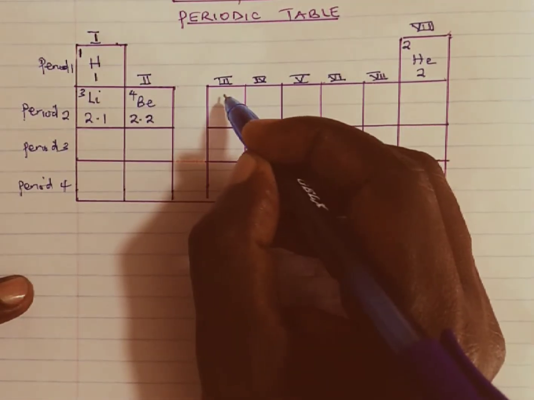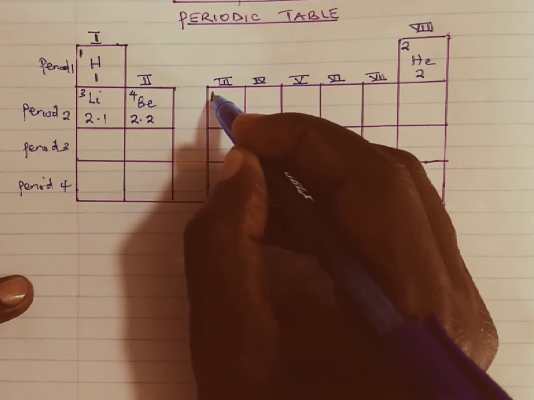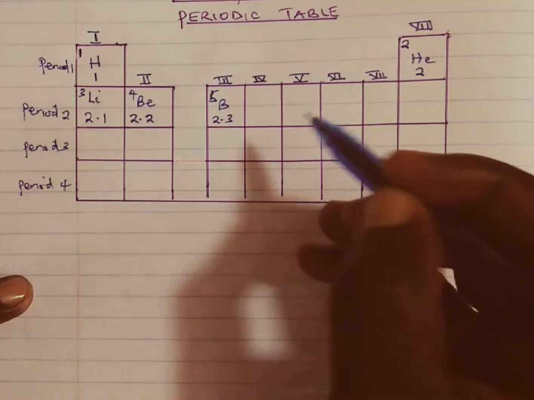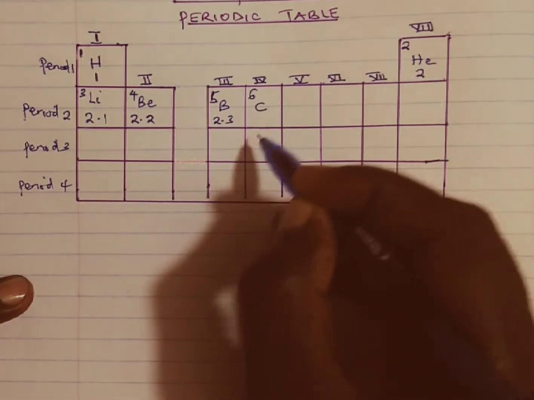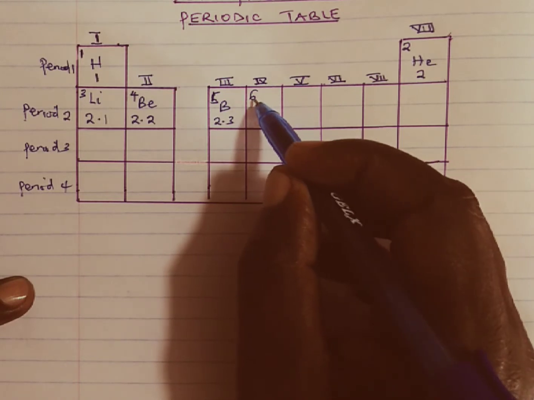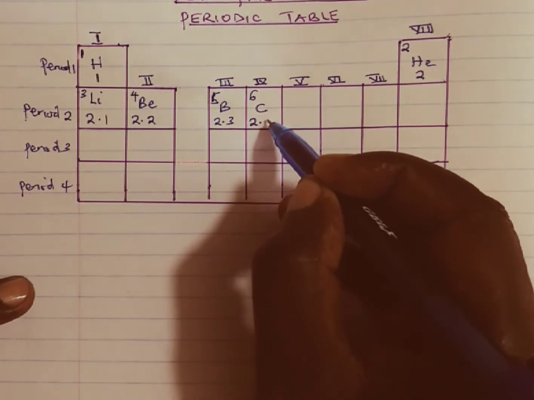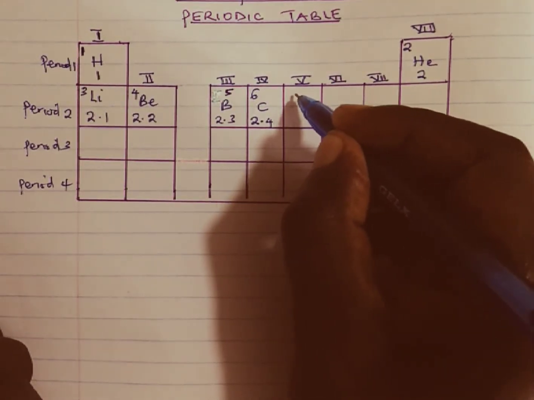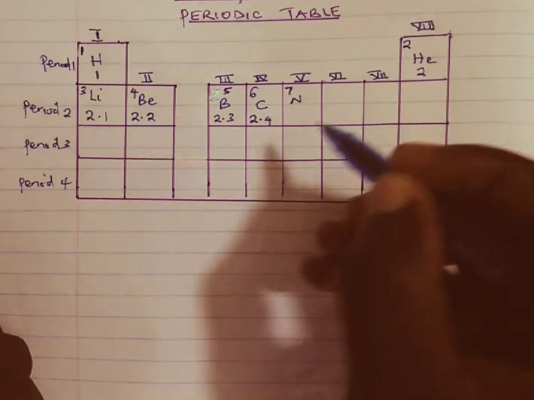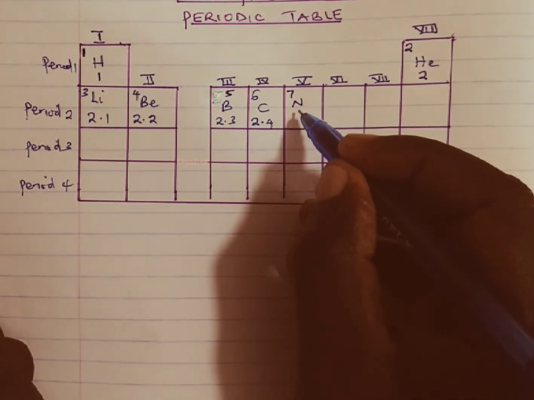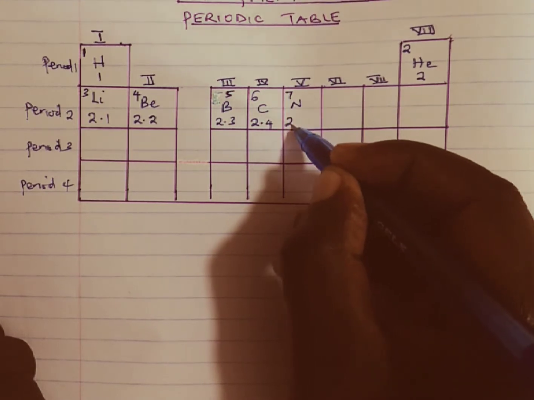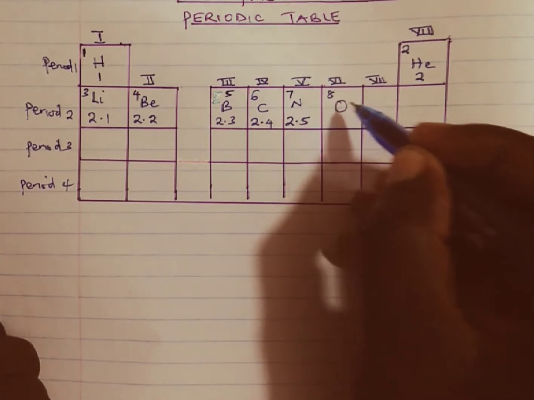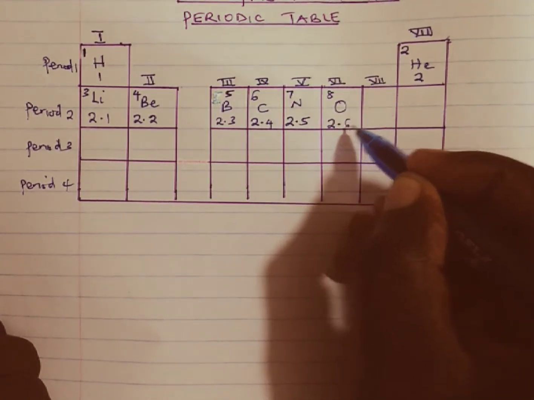2. Then in number 5, we have boron with 2, 3. Number 6, we have carbon with 6 electrons, and therefore the electron arrangement will be 2, 4. We have number 7, which is nitrogen. Nitrogen in atomic number 7 has an electron arrangement of 2, 5. Then number 8, we have oxygen with an electron arrangement of 2, 6.